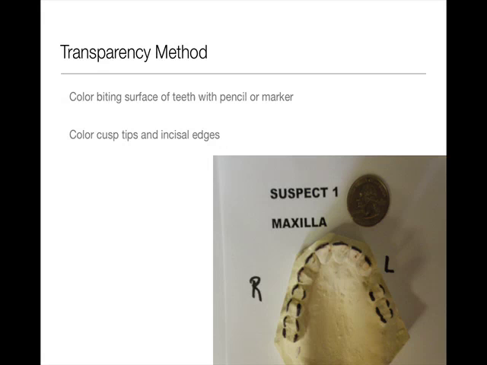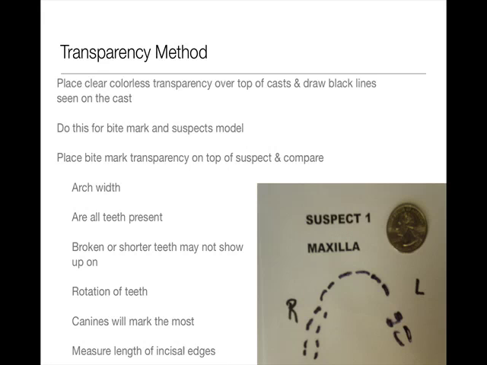So one method of comparison is called the transparency method, where first you color the biting surface of the model, and you cover the biting surface of the teeth on the model with a pencil or marker. So what you would color are the cusp tips and incisal edges. And then you would place a clear colorless transparency over top of the cast, and then you would draw where you saw the black lines as seen on the cast. So you do this for the bite mark and the suspect's model. And then you place the bite mark transparency on top of the suspect's transparency and compare.